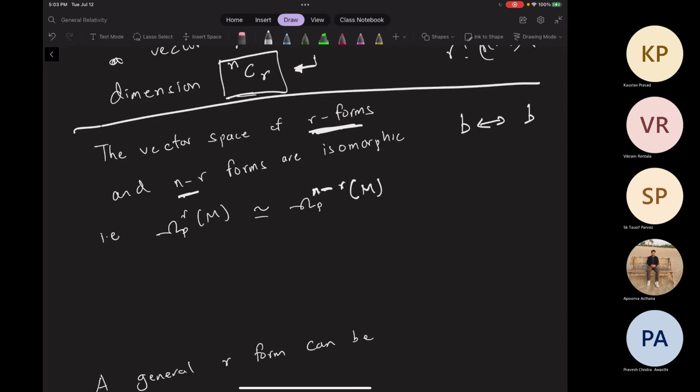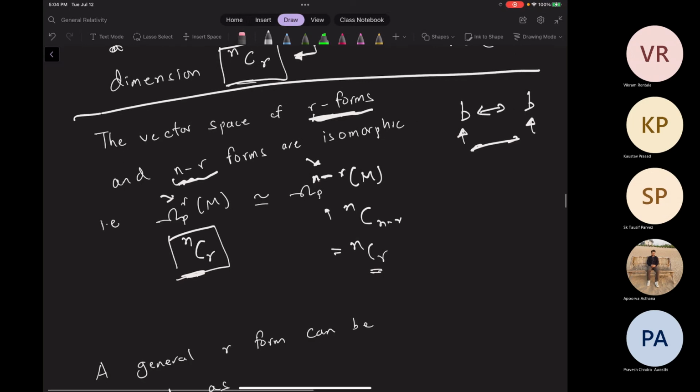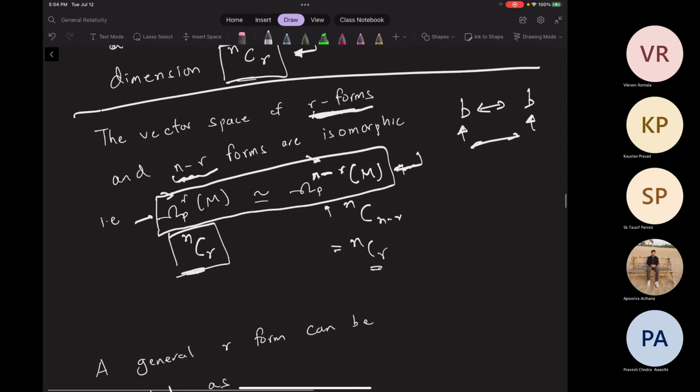Now what we do is the vector space of R forms and n minus R forms are actually isomorphic, because if any vector space has B elements and another vector space has B elements, they're always isomorphic to each other. What is the exact isomorphism, the mapping between these vector spaces? That will come later. This vector space has n choose R basis vectors. This vector space has n choose n minus R basis vectors, but this is also equal to n choose R, which means the number of basis vectors of R forms is the same as the number of basis vectors of n minus R forms. Therefore these two vector spaces are isomorphic to each other. We'll see what the exact mapping between R forms and n minus R forms is later, but this is going to be a very important result.